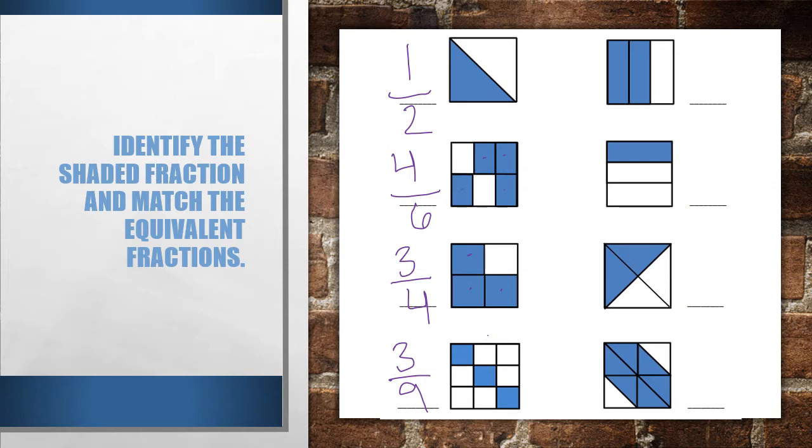Okay, and let's go back up to the top of this right column. We have 2 parts shaded out of 3. We have 1 part shaded out of 3. Back to that 1/3. Now I'm seeing that there are 1, 2 shaded, and there's 1, 2, 3, 4.